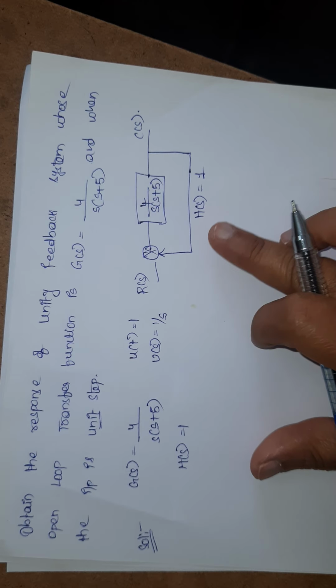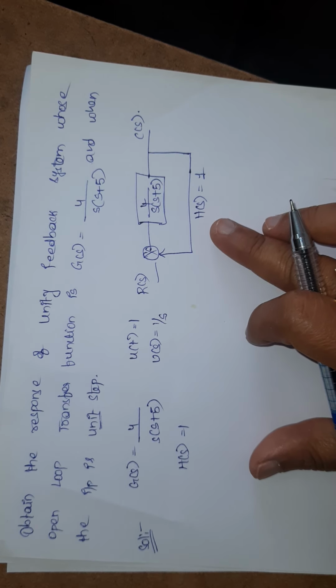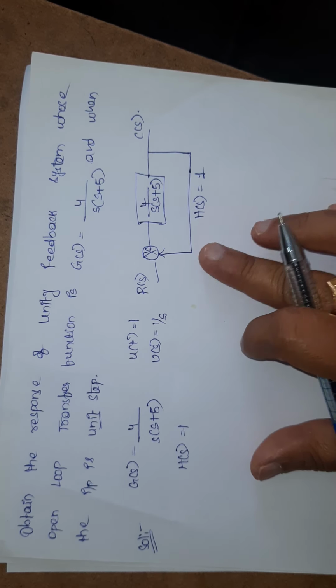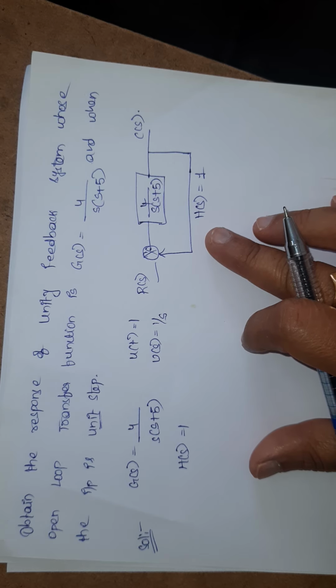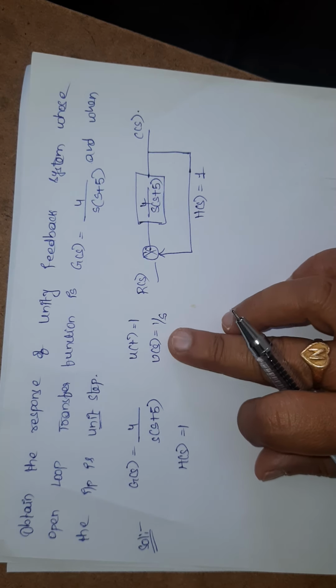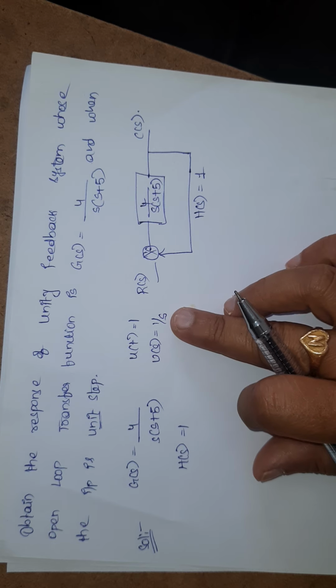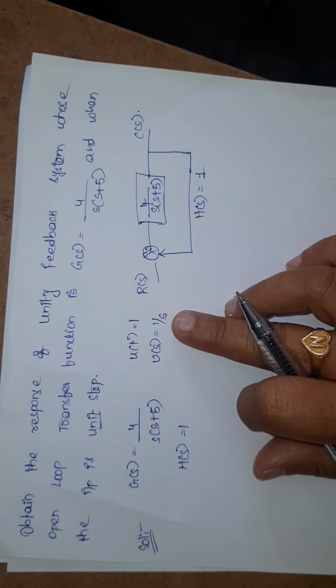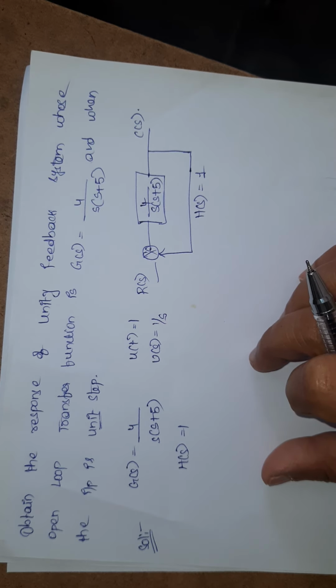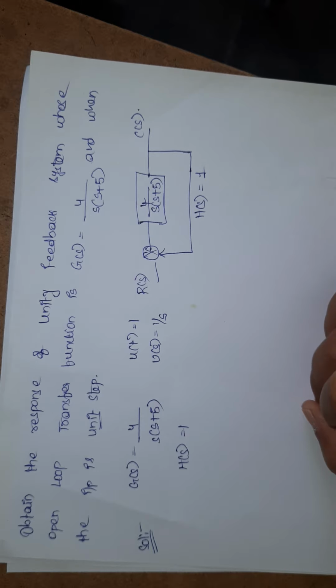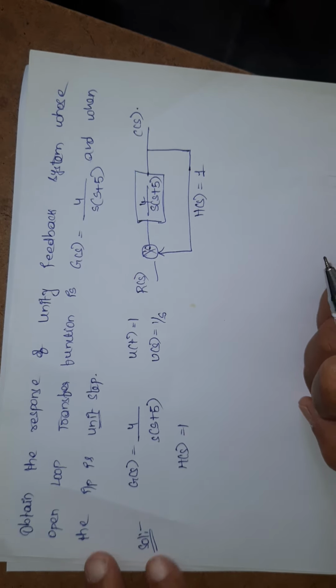Okay. So for the unity feedback system, we have to calculate C of s by R of s, and the given input R of s is unit step signal whose Laplace transformation is 1 by s. Okay, so first we have to calculate C of s. From that we have to calculate C of t.